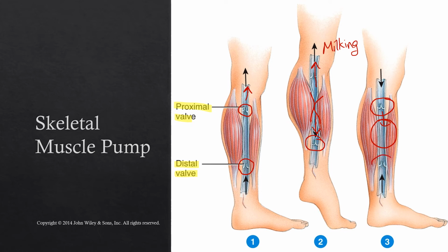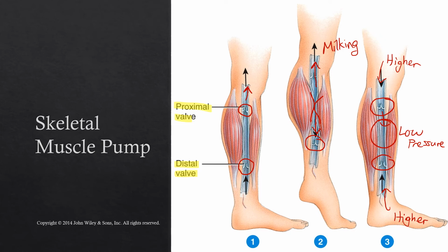The distal valve down here is actually going to open, and that's because the blood pressure in the foot is higher than in the leg. So here we have low pressure in this area, and a higher pressure here, and also a higher pressure in the foot. Because of that, we're having blood coming up from both sides to cover that low pressure area.